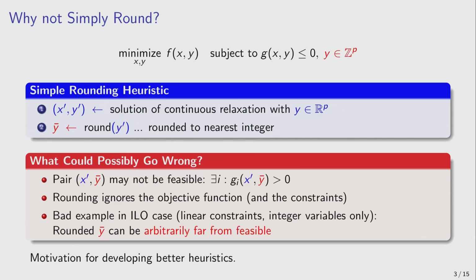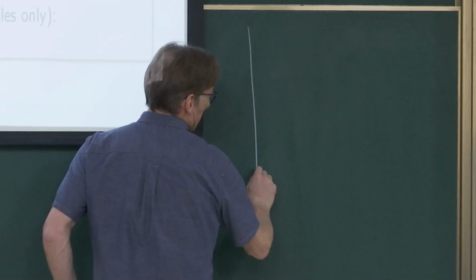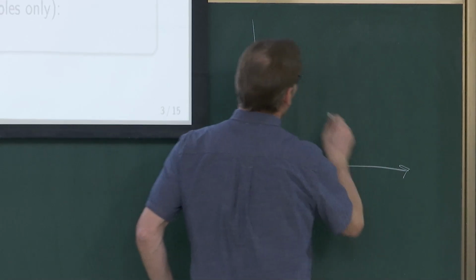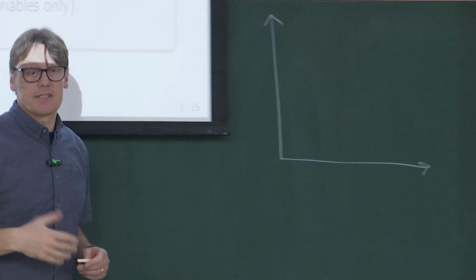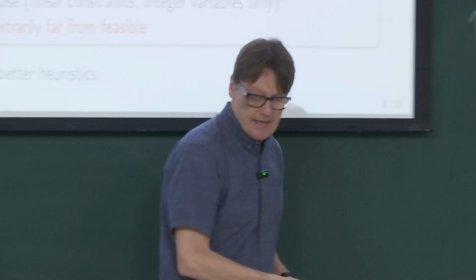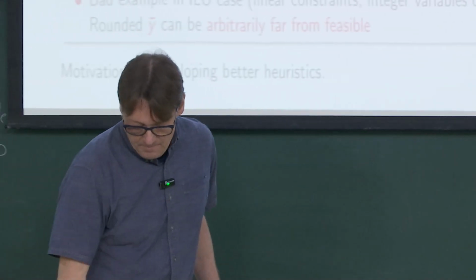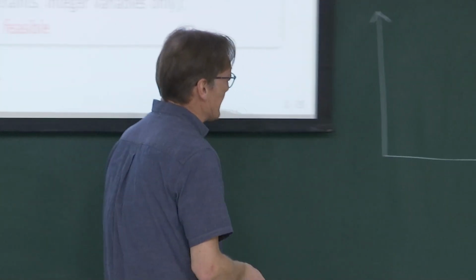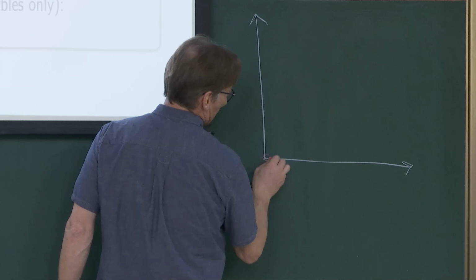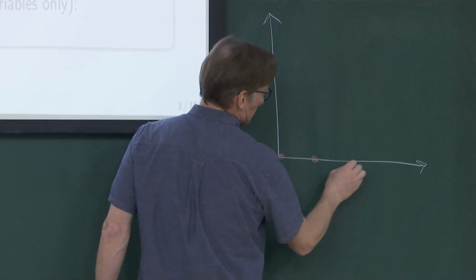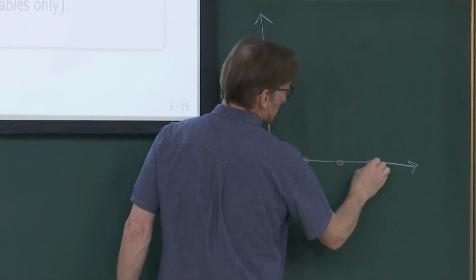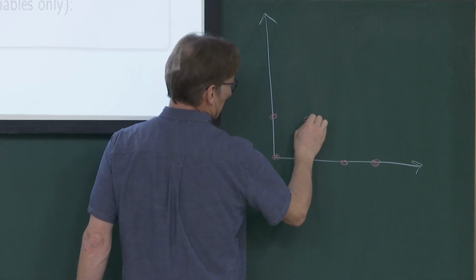The rounding also ignores the objective, but most importantly, there are some simple examples for integer linear optimization which show that rounding can be arbitrarily bad. It can be as bad as you could possibly make it. So I'm going to draw the feasible set of an integer linear optimization problem where I have an integer lattice over which I'm optimizing, indicated by the red dots.